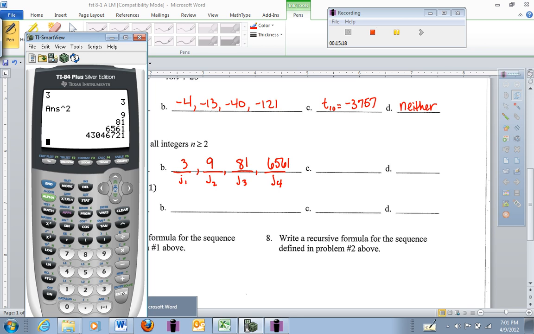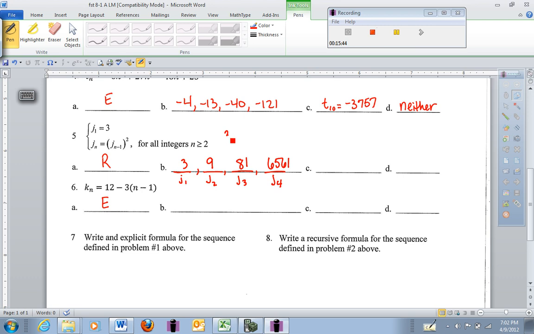Then this would be the fifth term, the sixth term, the seventh term, the eighth term, and then I get an overflow on my calculator. So what am I going to do to figure out that 10th term? I can't write down overflow. Well, what I can do is I can look for a pattern on this.